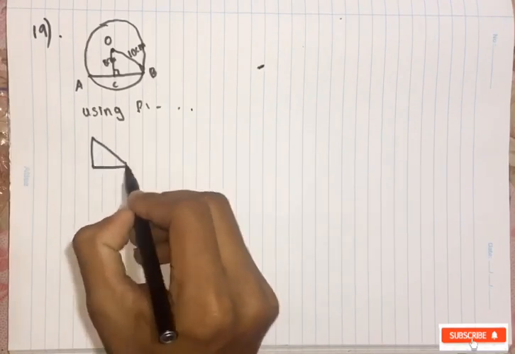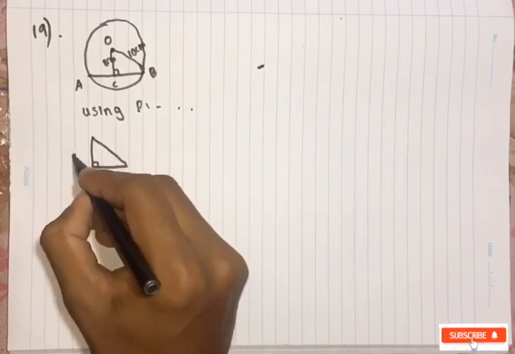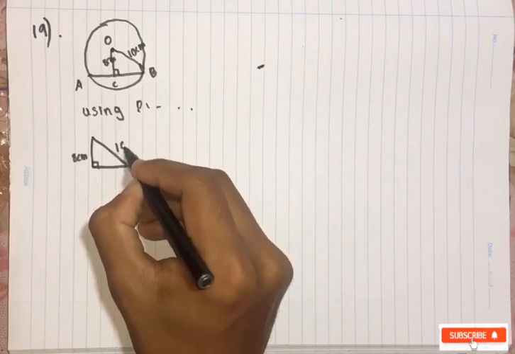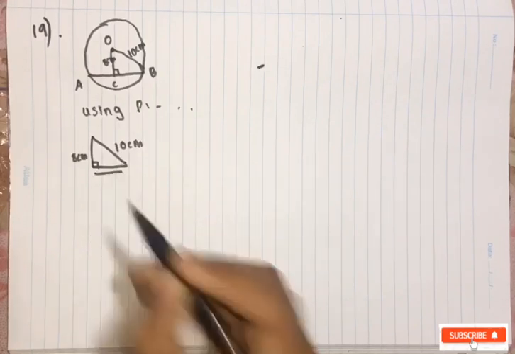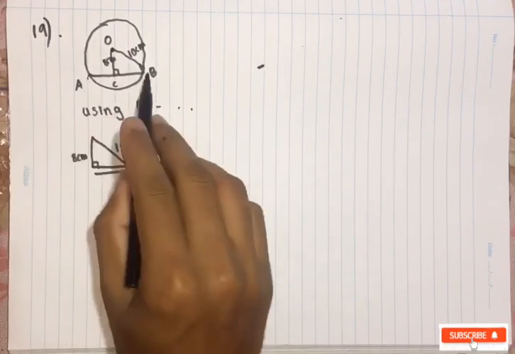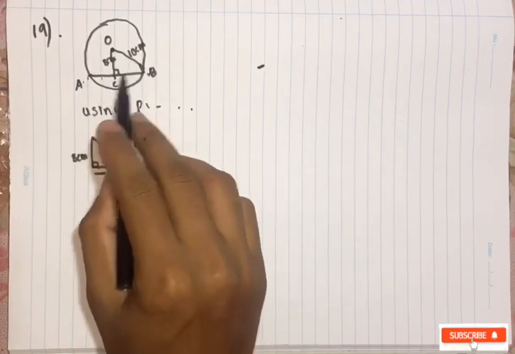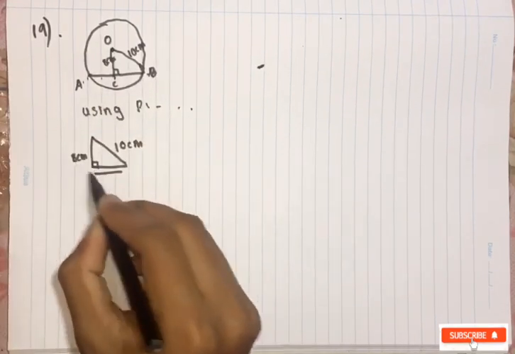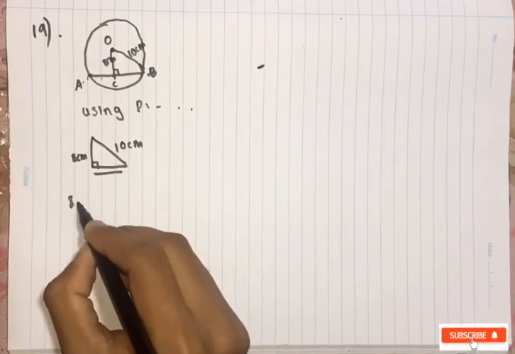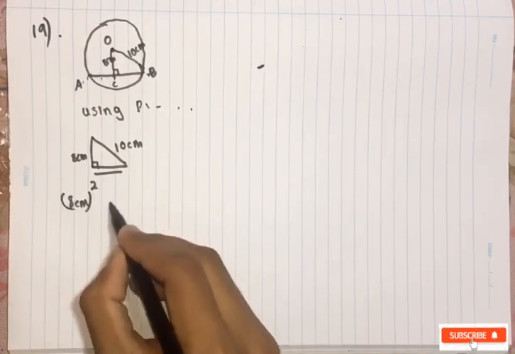Let me draw the triangle. If this is 8 centimeters, if this is 10 centimeters, what should be this side? They have asked you to find the length of AB. AB is twice the value of CB. What should be this value? 8 squared, 8 centimeter, whole thing squared. This is the way of writing.